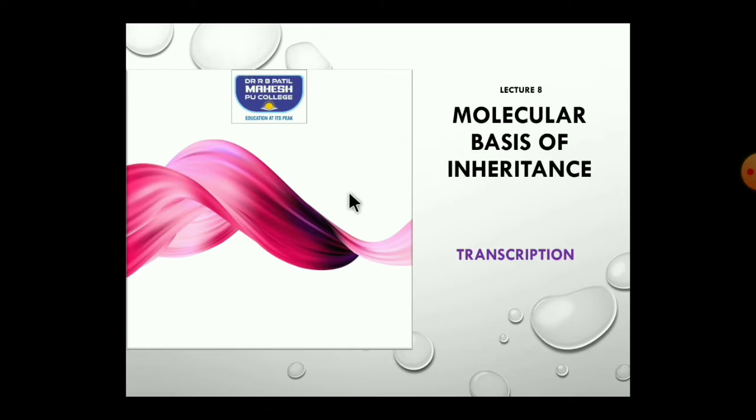So in today's class we'll discuss the first step involved in the central dogma of molecular biology, that is transcription. Then the question arises, what is transcription? In simple terms, the process of synthesis of RNA from DNA is called transcription. Then what is translation? The process of synthesis of proteins from RNA is called translation. Let us start with transcription.